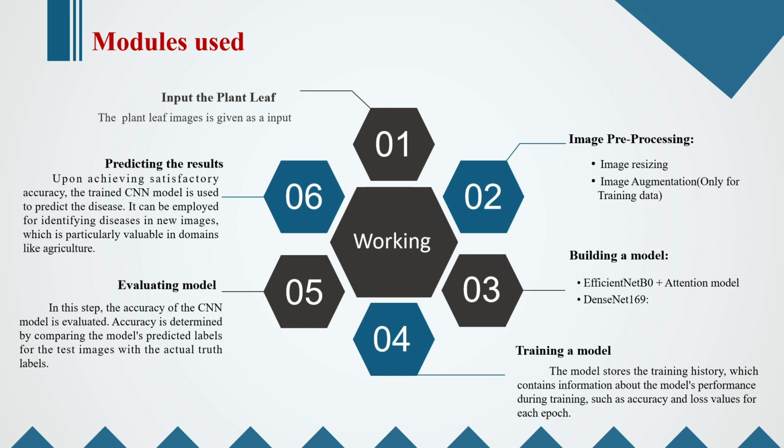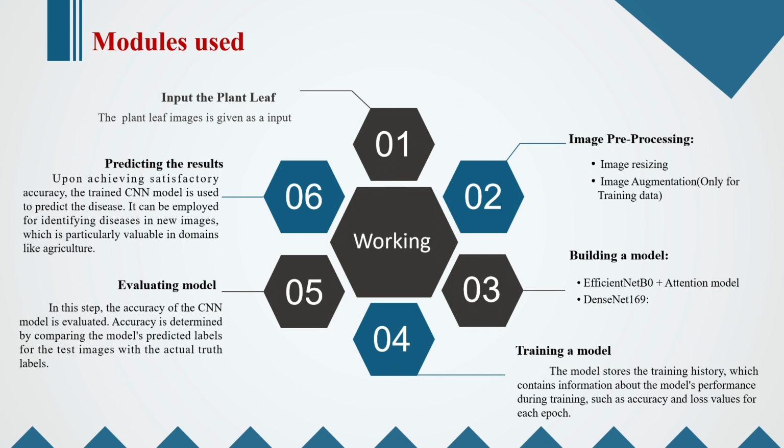Next, training the model. The model stores the training history, which contains information about the model's performance during the training, such as accuracy and loss for each epoch. After that, evaluating the model. In this step, the accuracy of the CNN model is evaluated, and the accuracy is determined by comparing the model's predicted labels for the test images with the actual truth labels.